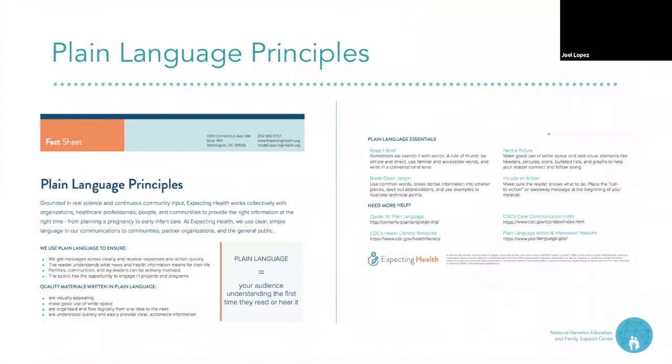Using plain language can also make sure that your audience is understanding your message the first time that they read it or hear it. Expecting Health has developed these plain language principles to support the development of quality materials that are written in a way that makes them easy for patients to understand. Some essential tips are keep it brief, break down jargon, paint a picture, and include an action.